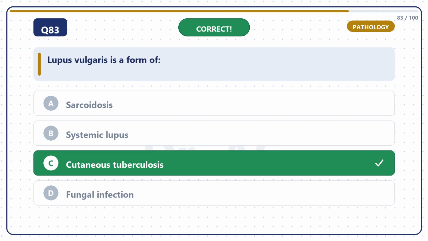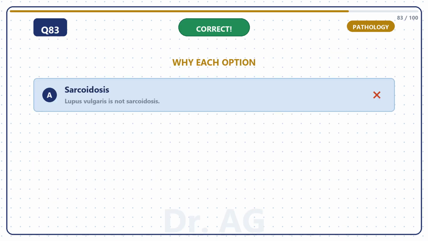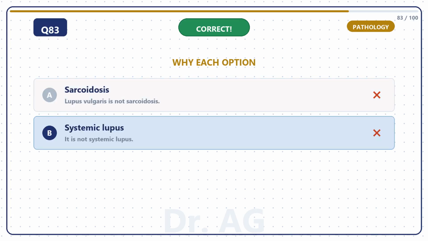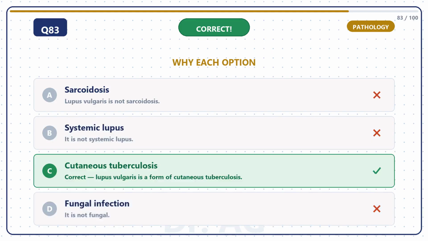The correct answer is option C. Cutaneous tuberculosis. Let's go through the options. Sarcoidosis. Lupus vulgaris is not sarcoidosis. Systemic lupus. It is not systemic lupus. Fungal infection. It is not fungal. And the correct answer is cutaneous tuberculosis.